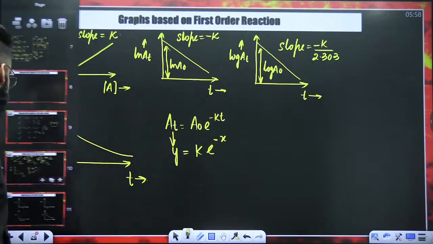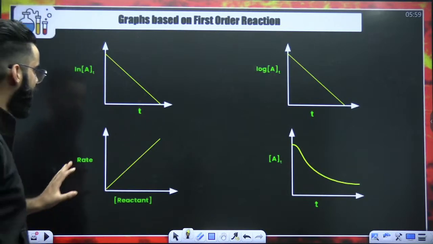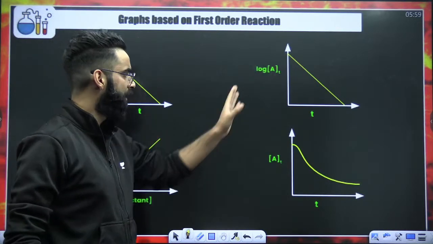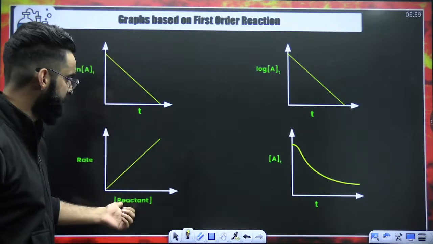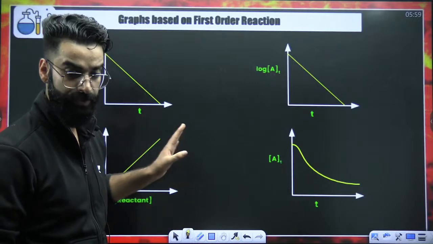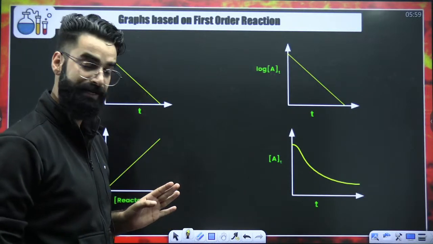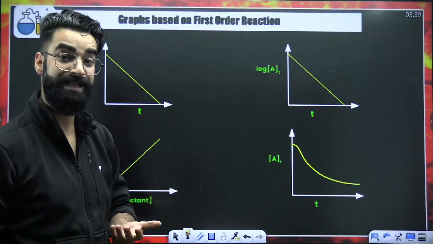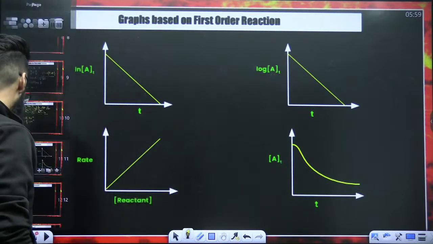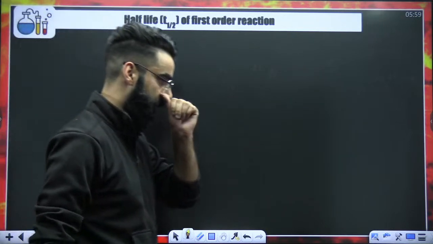So these are the 4 graphs which I wanted to discuss with you before doing the other things. Ln AT versus T, log AT versus T, then you have got rate versus concentration, and concentration versus time. So these are a few graphs which you need to remember, okay? And directly questions will be asked from these graphs. How exactly? Again, you'll see that in some time. Now try to understand a few more important features of the first order reactions.